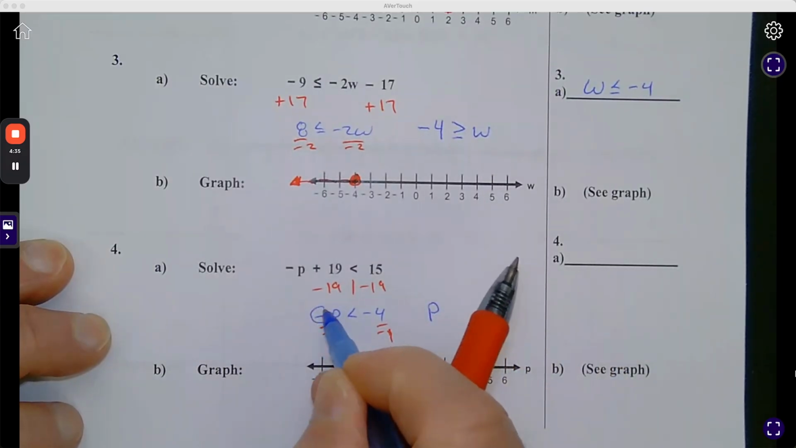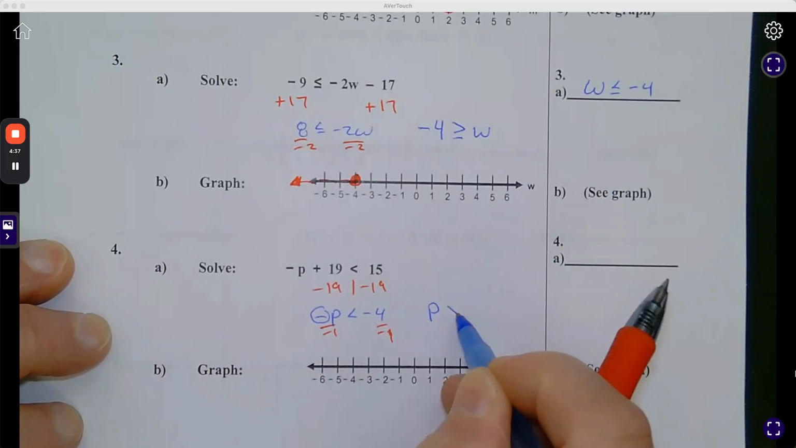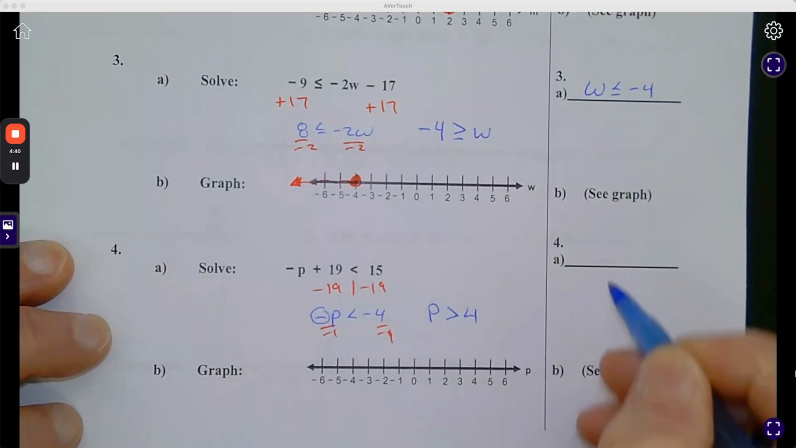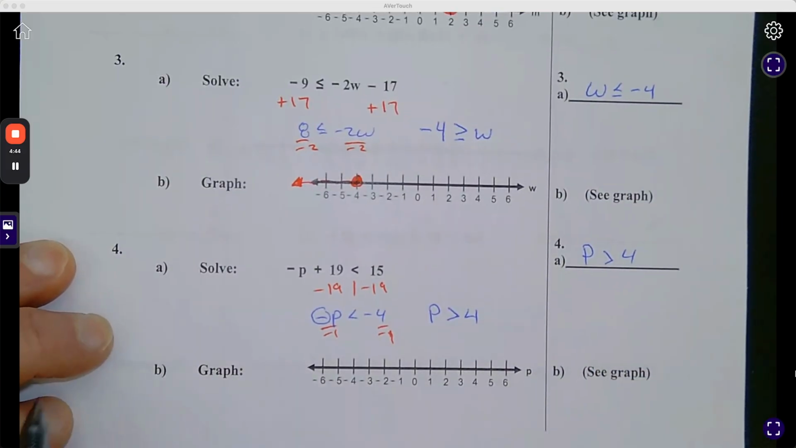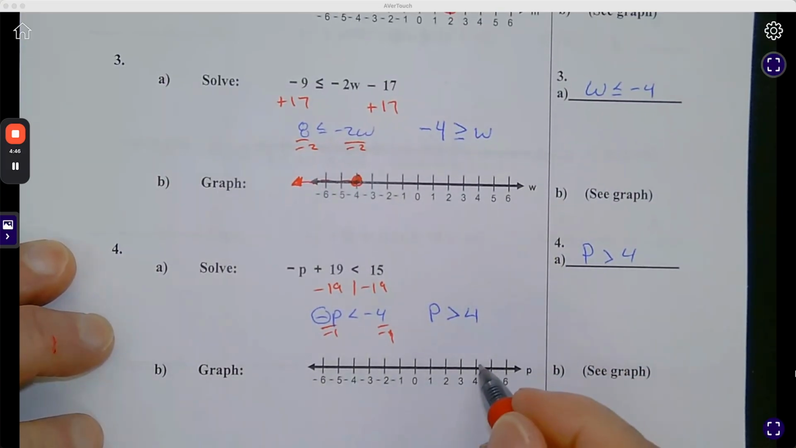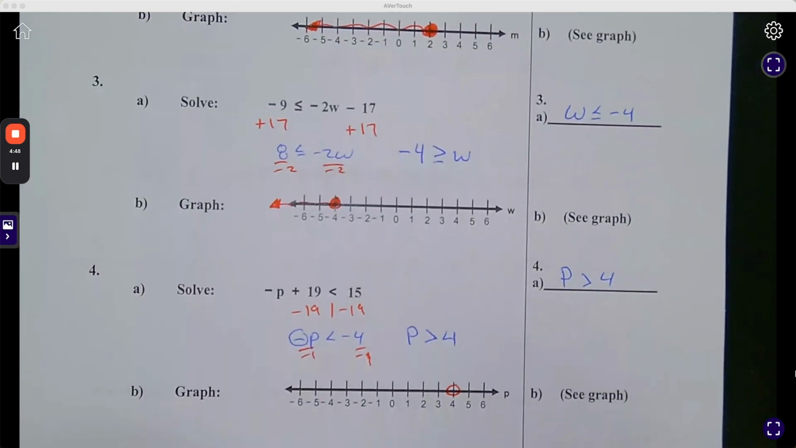Right? That negative is like a negative 1. So change the direction. The variable's on the left, so we're good there. Okay, so P is greater than 4. So I put my endpoint at 4.